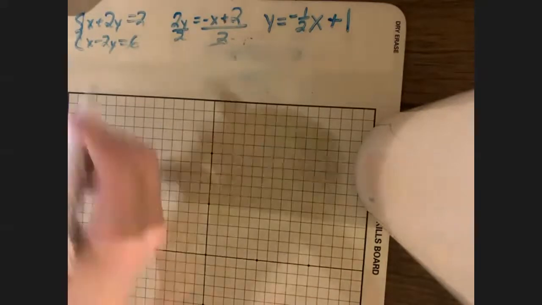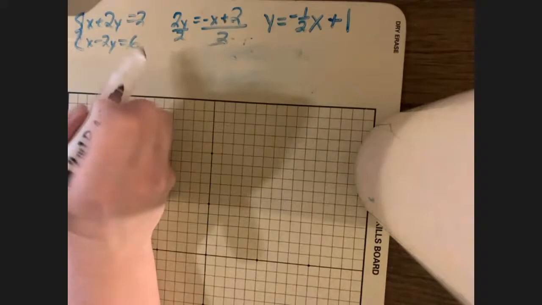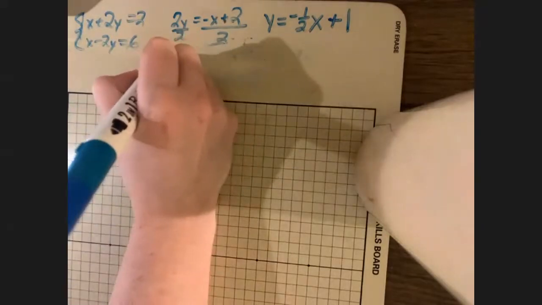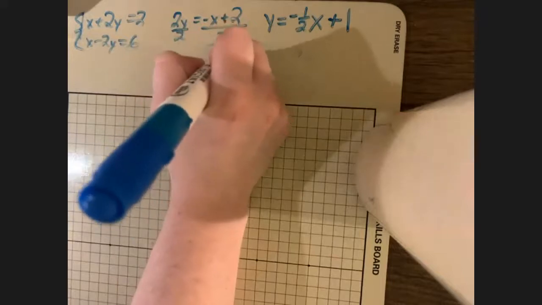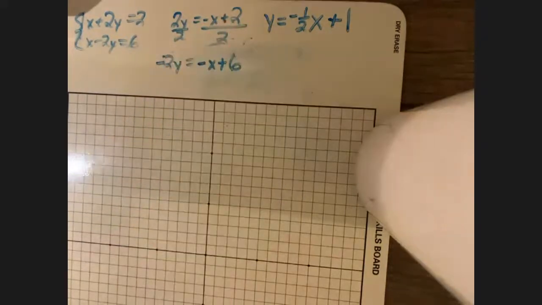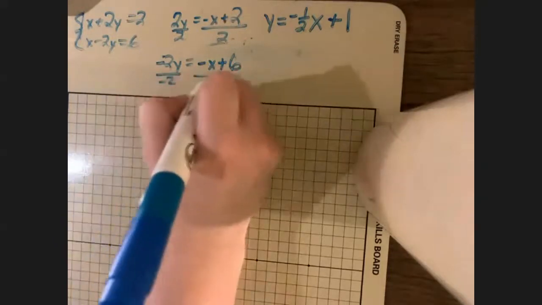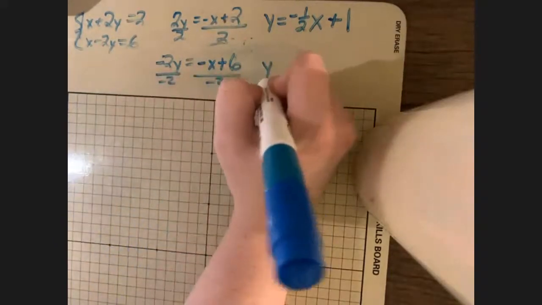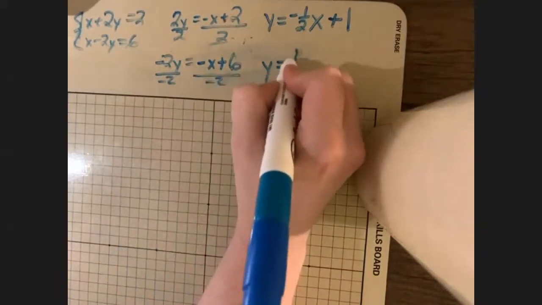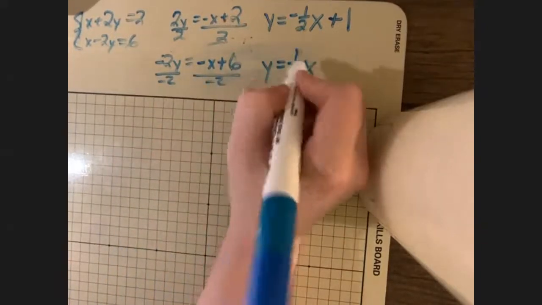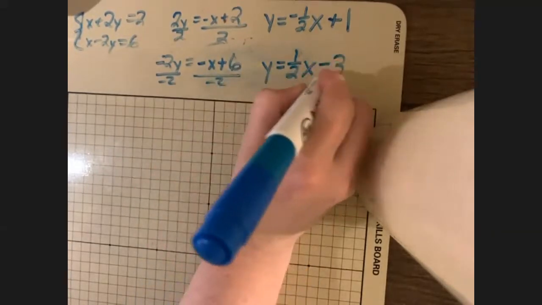Now looking at this other one, I'm going to start by subtracting the x, same way. So I've got negative 2y equals negative x plus 6. I'm going to divide off that negative 2. I'm going to have to watch my signs on this one. I get y equals, the negative here is going to make that a positive 1/2 x. And then 6 divided by negative 2 is going to be minus 3.